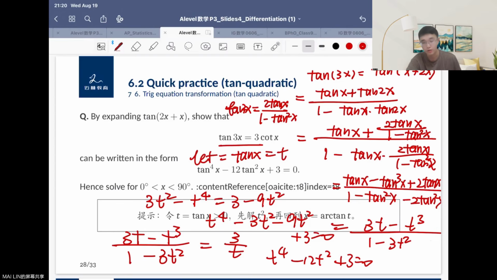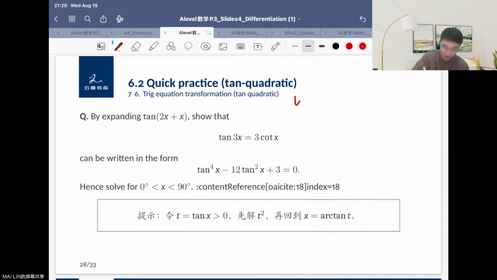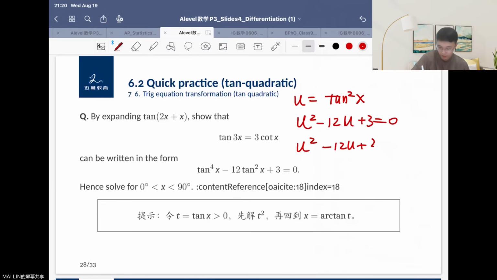Also, if you want to calculate the exact value of tan x, you can try to solve it. Solving is very similar. You can let u equal tan squared x, so the equation turns into u squared minus 12u plus 3 equals 0. Completing the square, we get u squared minus 12u plus 36 equals 33, so u equals 6 plus or minus the square root of 33. That is the tan squared x value.